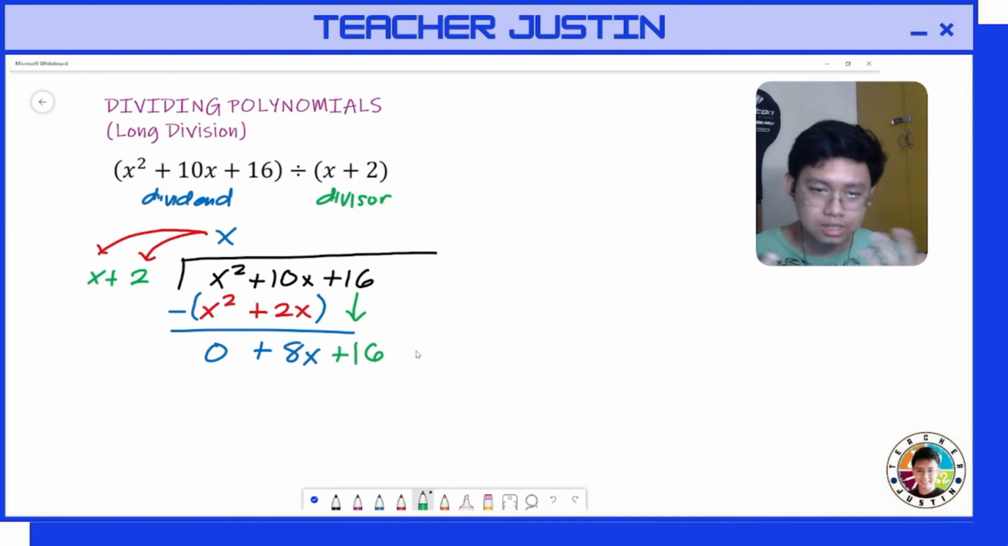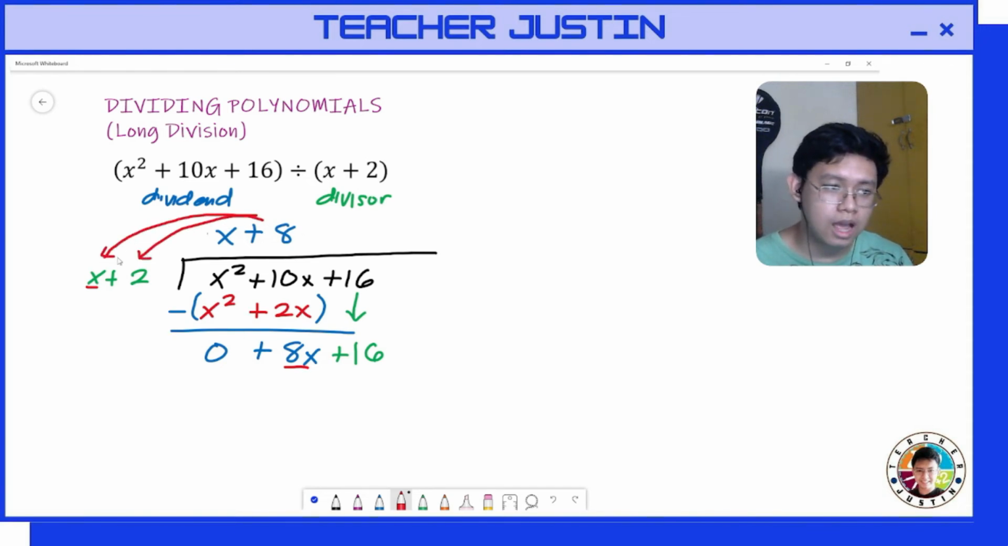Then, let's repeat the same procedure. Okay? Let's divide our first term by our first term. So, 8x divided by x, that will give us positive 8. Then, let's multiply 8 to each term of our divisor.